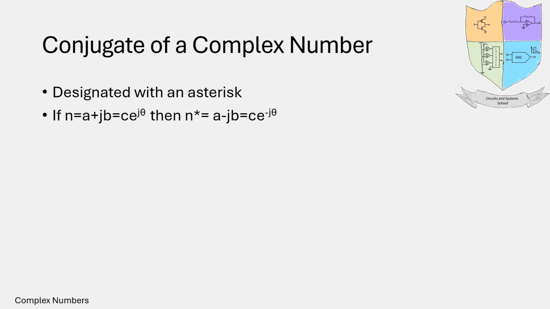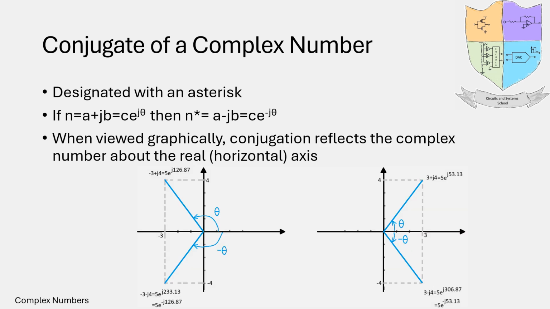A concept usually encountered when dealing with complex numbers is that of the conjugate of a complex number. The conjugate of a complex number is obtained by reversing the sign of the imaginary component of the complex number if it is represented in the rectangular form. If the complex number is given in the polar form, the conjugate is formed by reversing the sign of the angle. As you can see, conjugation reflects the complex number about the real axis.